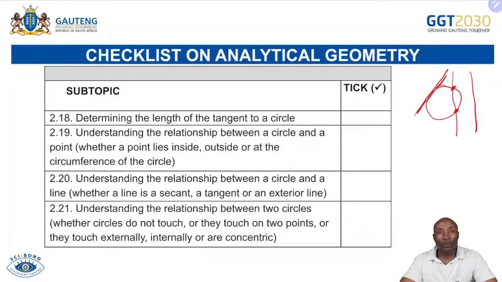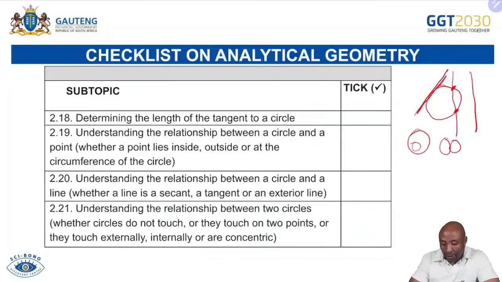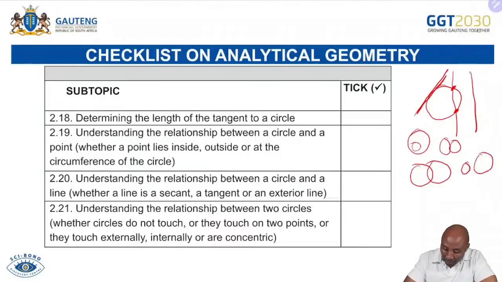Now, we move on. The relationship between two circles. We know that one circle can be inside the other circle, or the circles can intersect externally, or the two circles can intersect at two different points, or the two circles can be apart. There will be no point of intersection. In most cases, we use the radius of the bigger circle plus the radius of the smaller circle, and you also compare the distance between the two centers there.